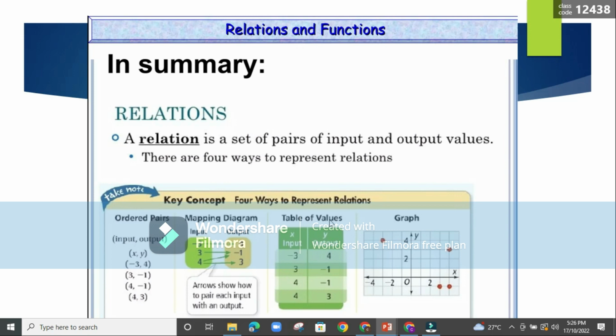You could also have the table of values. You have your input, your x coordinates or your domain, and your output is your y coordinates or your range. Or you could also present a graph by plotting the points. You have this one is (-3, 4), and this is (3, -1). This is (3, -1), and this is (4, 3), and this is (4, -1). Okay, so let's proceed.